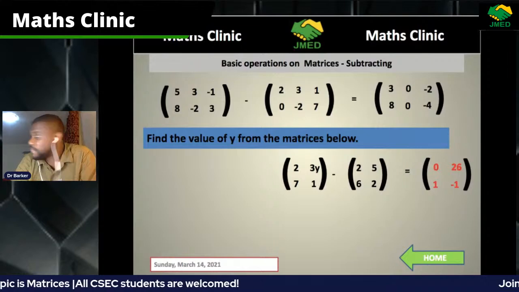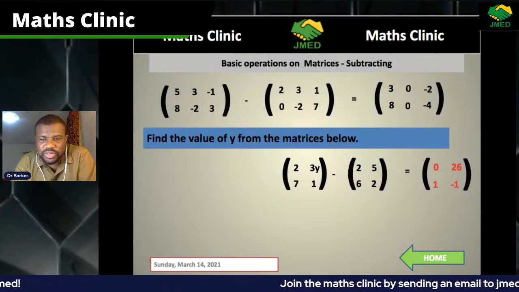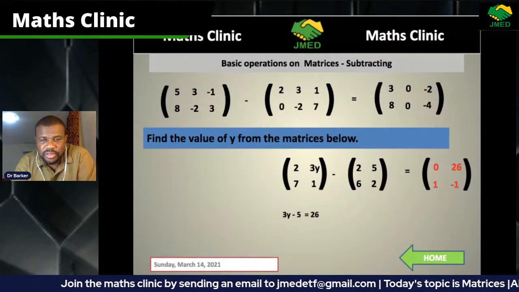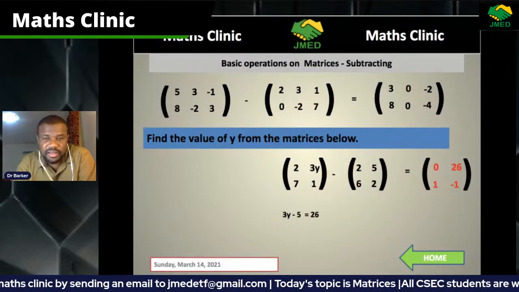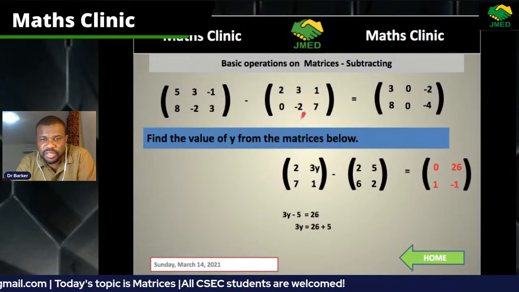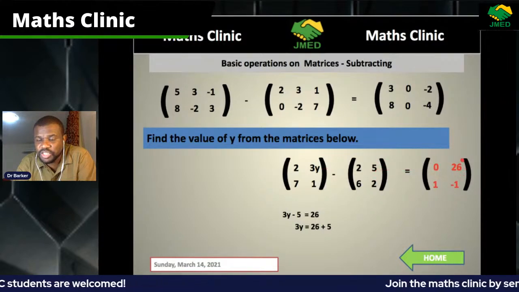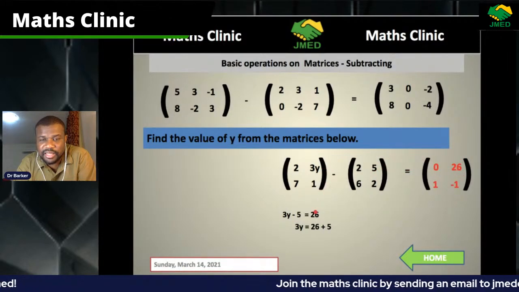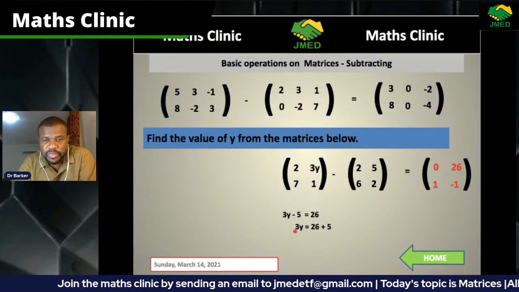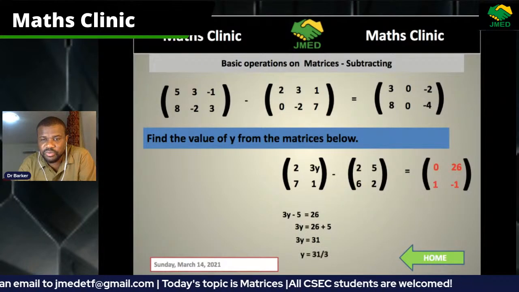So we have 3y minus 5 equals 26. And then we can work through that, all right? So we're going to need to add 5. Just take the corresponding ones, and we're back to a nice equation. So you see, we can learn matrices, but if we can't do algebra, sometimes that can affect our ability to do well. So in this case, we need to make sure that we are doing this. 3y equals 31, and then y is just 31 over 3.